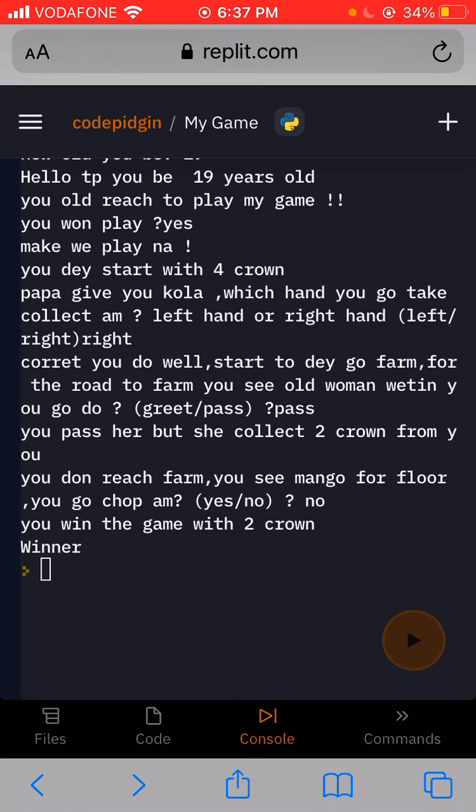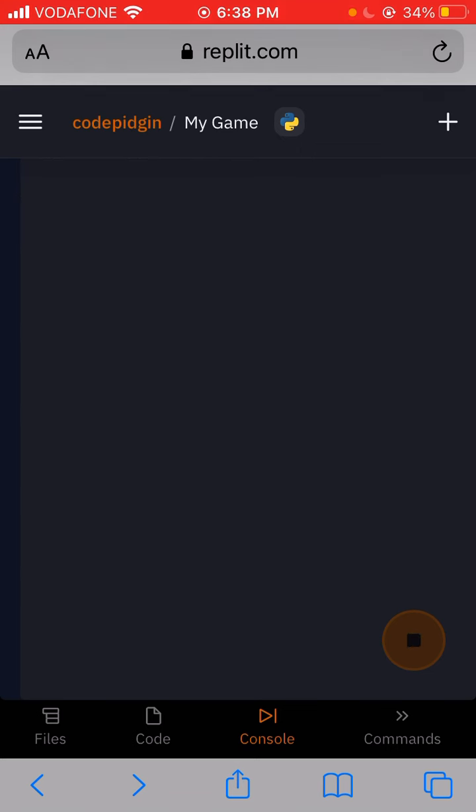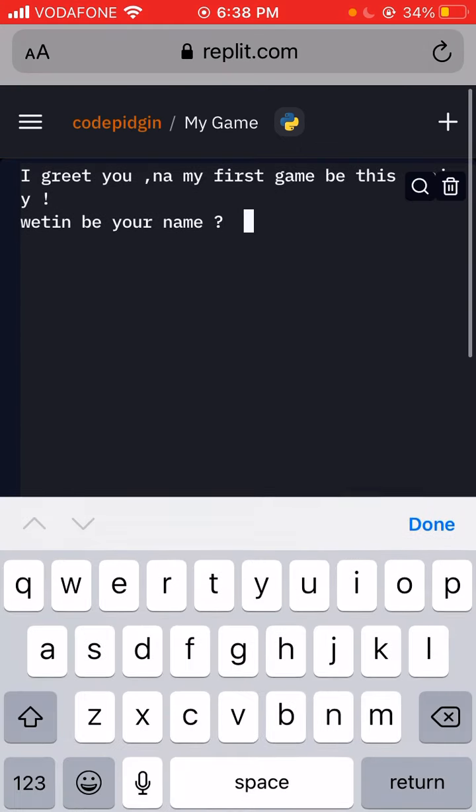Most times, what will happen if you put grit, then maybe you lose the game 2 times. Okay, because we don't do grit and no, we don't do pass, and no. So now we want to do grit and yes, and grit and no. Most times you will see what will still happen for that one too. So all these things now, you go check what will happen.